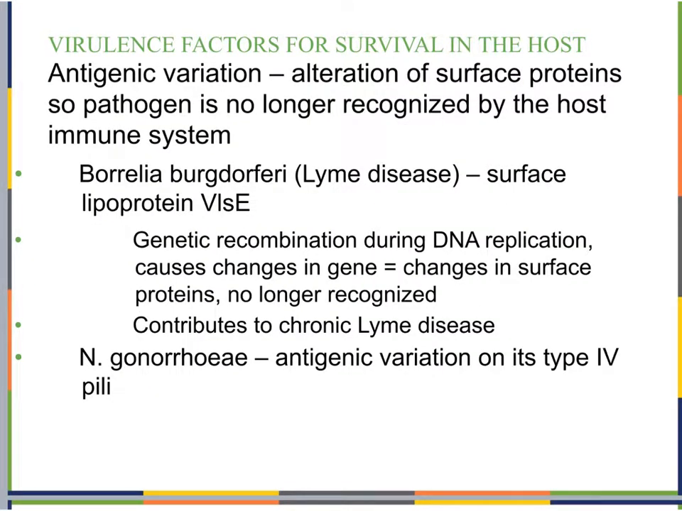So another thing that we see as far as virulence factors is something called antigenic variation. In antigenic variation, what we have is this change in the surface proteins, or an alteration of the surface proteins, so that this pathogen isn't recognized by the host's immune system anymore. So we'll talk more about the immune system in further chapters, but we have our first exposure to a pathogen, and in our first exposure to a pathogen, our body learns that pathogen.